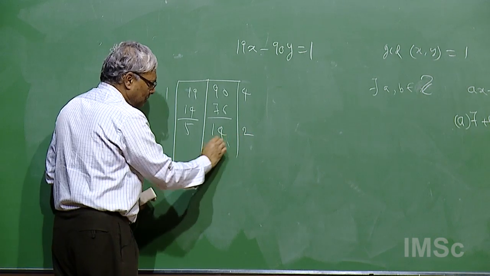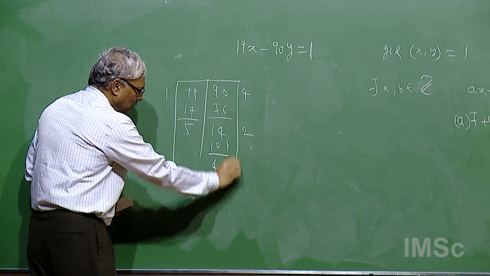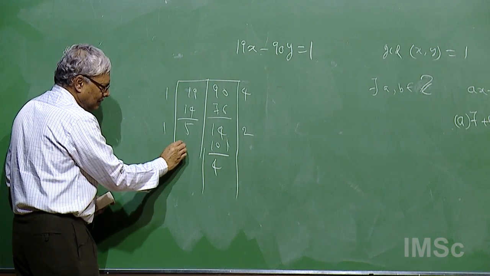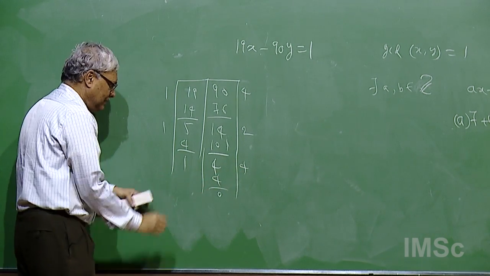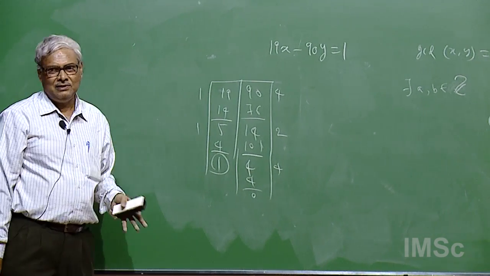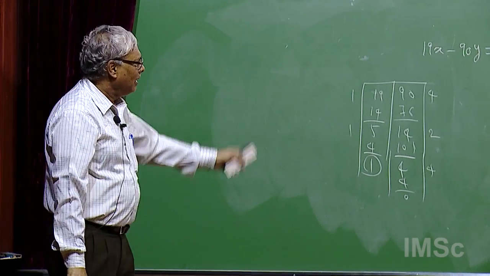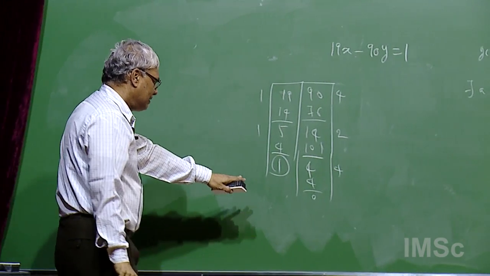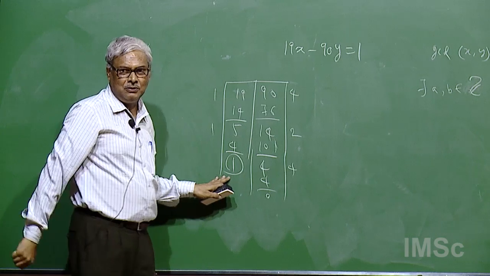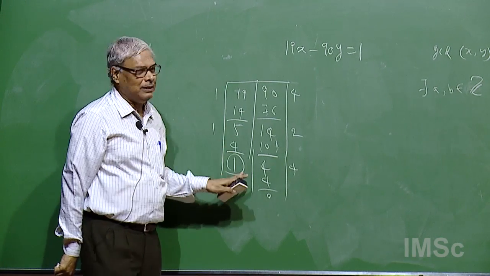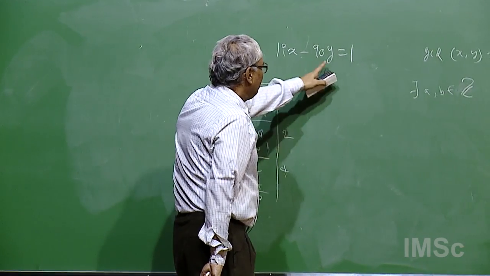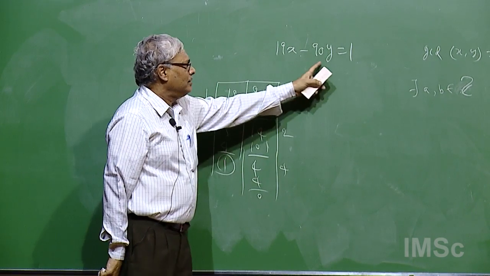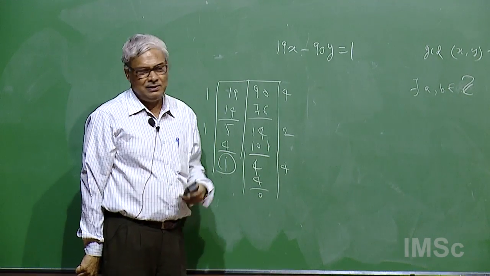Then 5 times 2 is 10. 4 times 1 is 4. And then 4. See, the last divisor is the GCD of the two numbers. Now this GCD not only tells us that 1 is the GCD of these two numbers, but it also gives us a method to calculate x and y, for which this will have a solution, positive integers x and y.